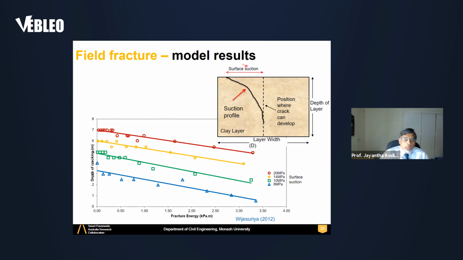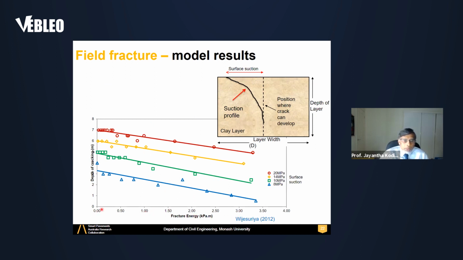Field fracture model results. So this one shows in a field, if we simulate a suction profile and increasing in suction, surface suction of S here, how much cracking we will get in a particular soil. So here, depth of cracking against the fracture energy.